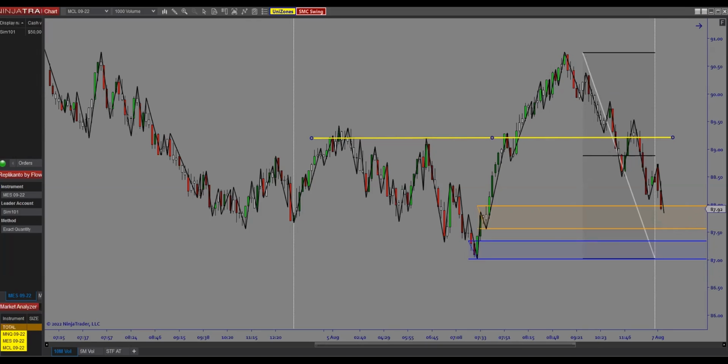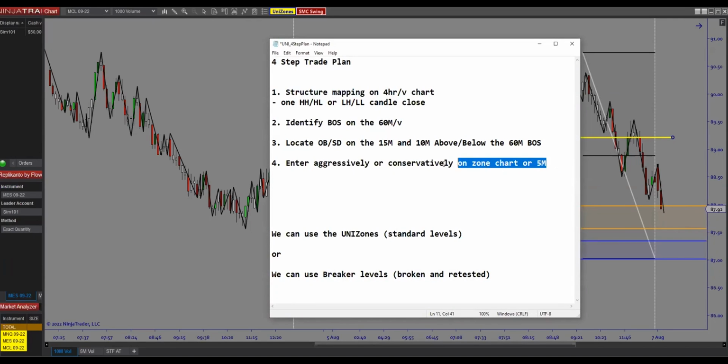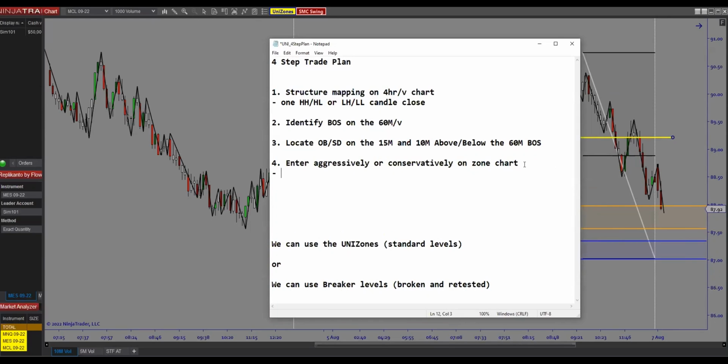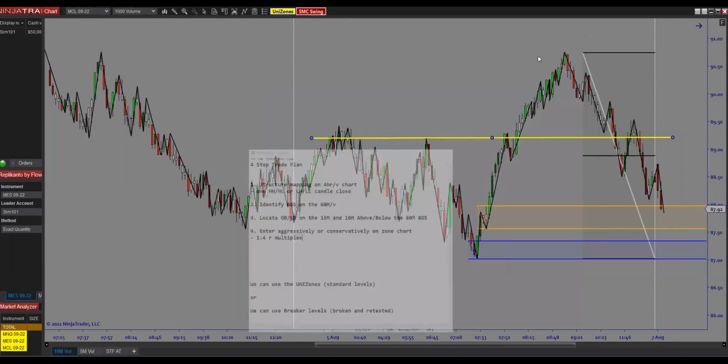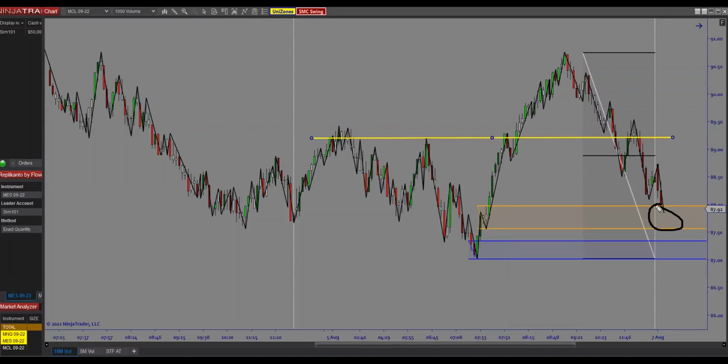The objective of today is huge R multiple trades. We're going to enter aggressively or conservatively on the zone chart, and I'm going to look for 1 to 4 R multiples minimum. You could do 1 to 3 if you want, but I'm going to plan 1 to 4. Why? Because when you're trading bank levels, you're going to get those trades. You're not sitting there scalping for peanuts. If you are on the right side of the 4 hour and the 60-minute, and you narrow down to a 10-minute location for a zone entry, I can assure you that you are going to get some huge trades. How many of you guys would like to see this?